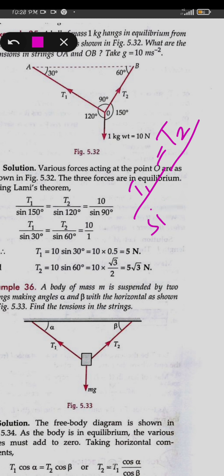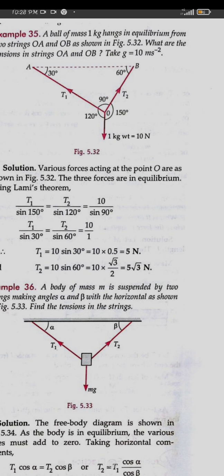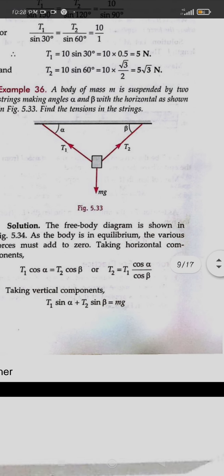Similarly, T2 is 10 into sin 60. On putting this value, we got the tension in the strings in Newton, at both the points, on hanging the mass of 1 kg from these points.